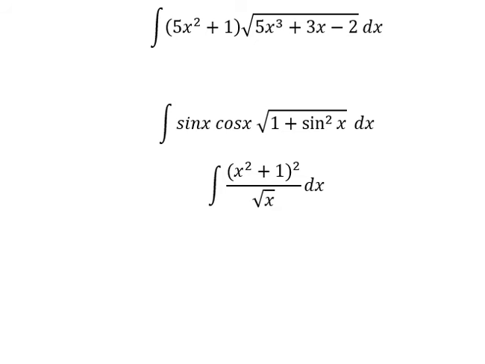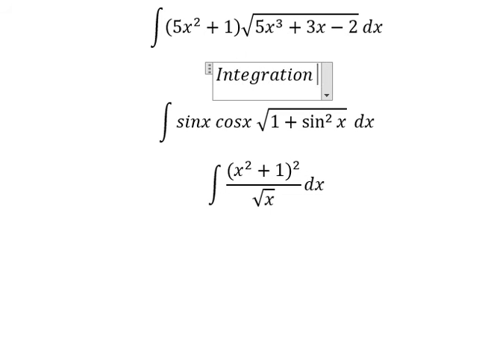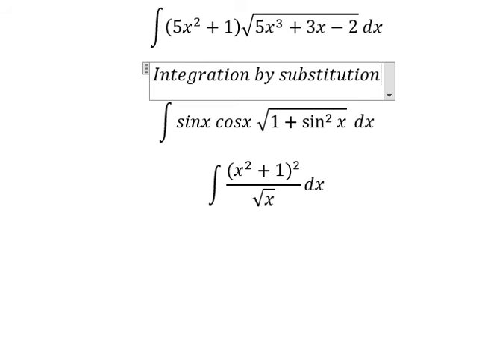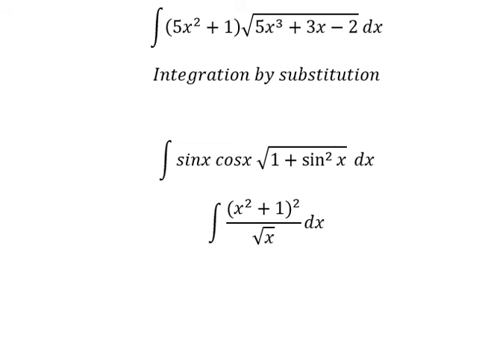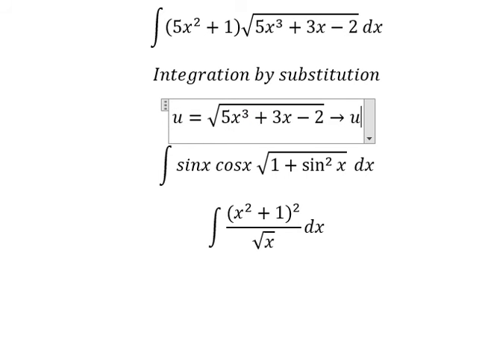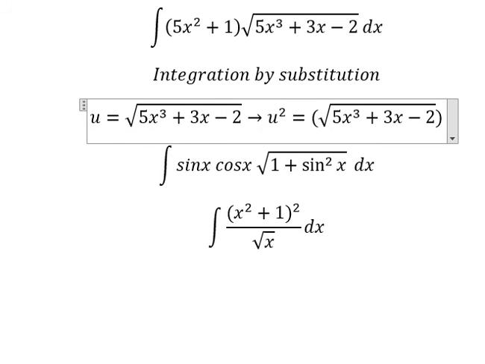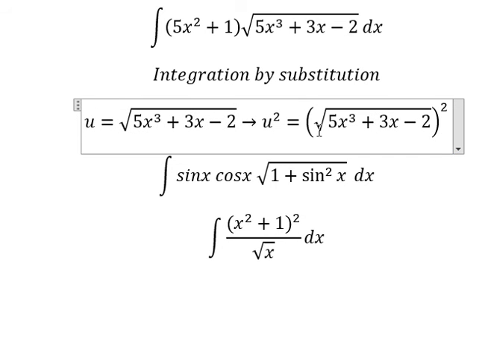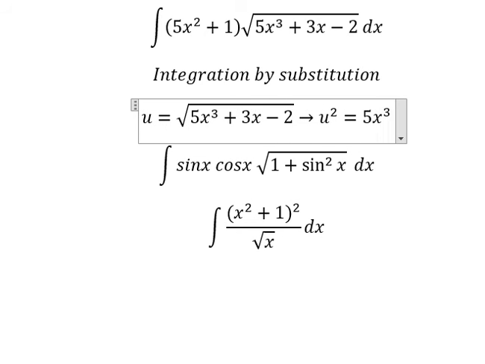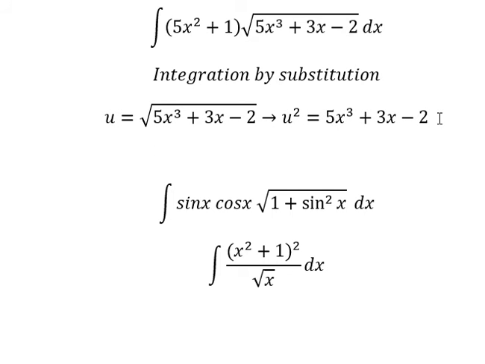Question number 2. We need to use integration by substitution. So I will put u equals to this one. Later, we put the square for both sides to cancel the square root. Next, we need to first do the derivative for both sides.